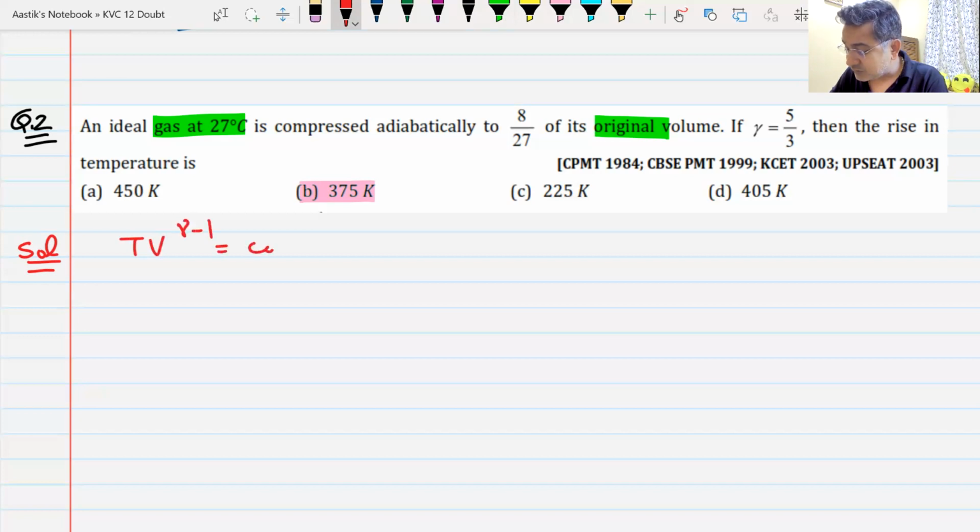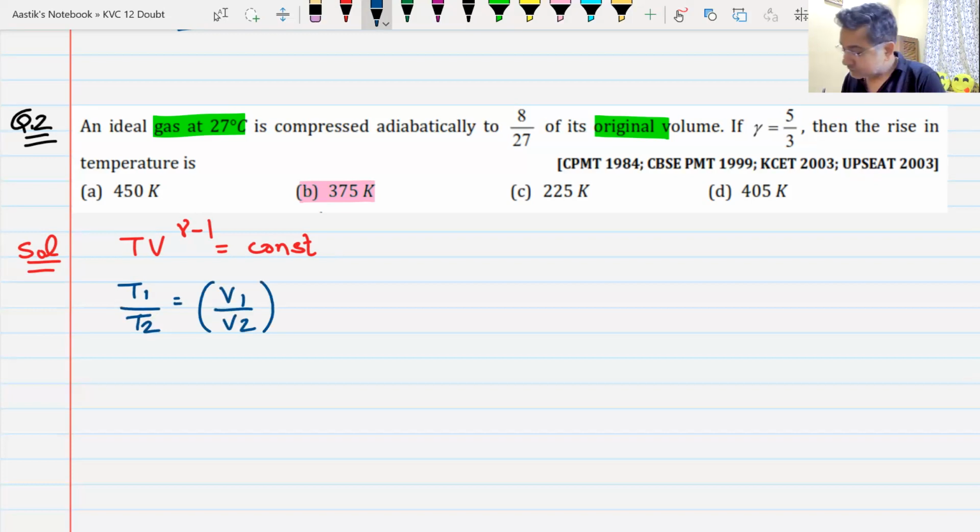Why am I doing all these questions, beta? Because I want you to learn this formula by heart. The more you use this formula, the more likely you are to retain it in your head. So basically, I can write from here T1 by T2 will be equal to V1 by V2 raised to the power of gamma minus 1 or 1 minus gamma.